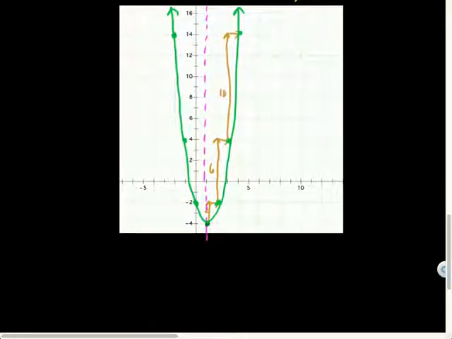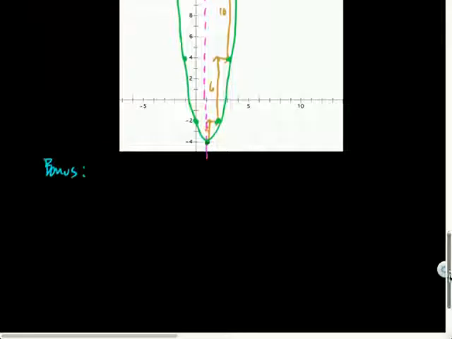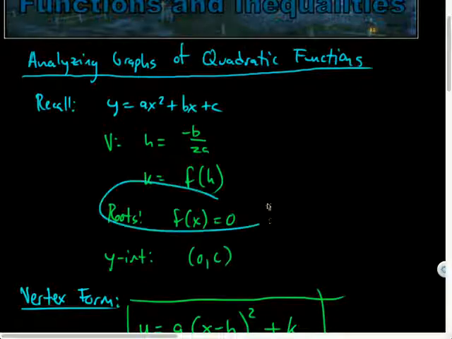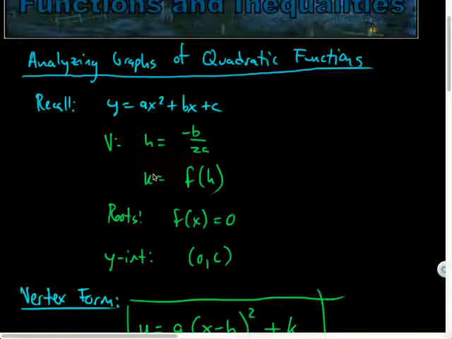So I could find the x-intercepts. Actually, how could I find the x-intercepts? Count the same distance away. Yeah, I'm going to call this bonus. Let's find the x-intercepts. You don't have to do this at all tonight, okay? What did I do back in the day to find the x-intercepts, or the roots? I set the function equal to 0.